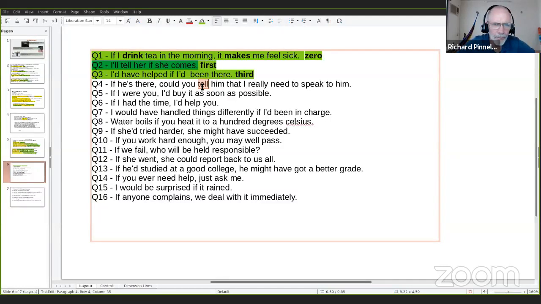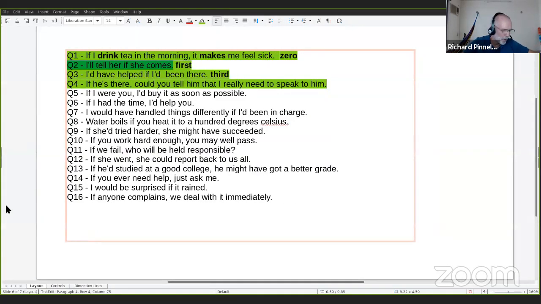Which one is this one? Anybody? 0, first, second, or third? Has anybody got in the chat? Will plus present. I mean, Antonio, but what one? You need to put the numbers. If you're in the chat, you need to put the numbers because otherwise, I don't know which one you're referring to because there's a delay on the chat. Any ideas? Anybody? The first. If which one? If he's there, could you tell him? No?